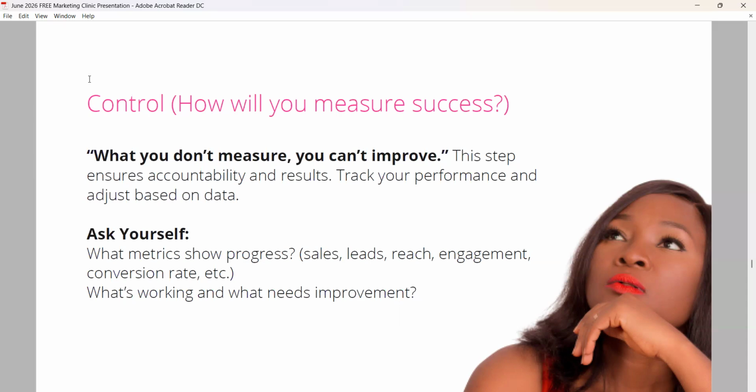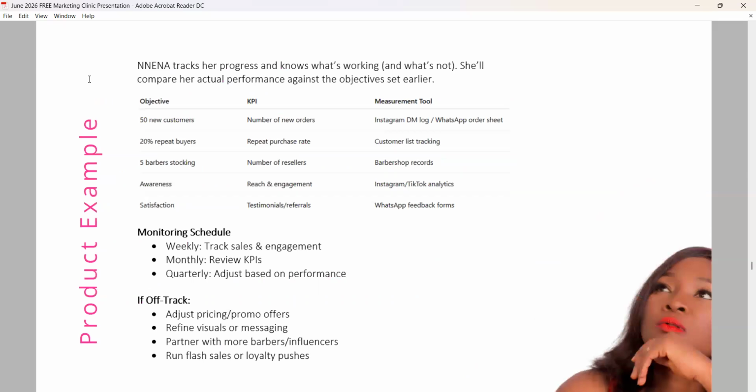If you said you want to increase sales by 50%, when you want to measure, you must have a way to measure, okay, did I meet 50? If it's 30, what happened? So you can course correct, right? So your goals or the metrics you can set will be around sales, leads, reach, engagement, conversion rate. It is dependent on you and what you discover that you're struggling with. What is working and what is not working. I hope this is making sense to you.